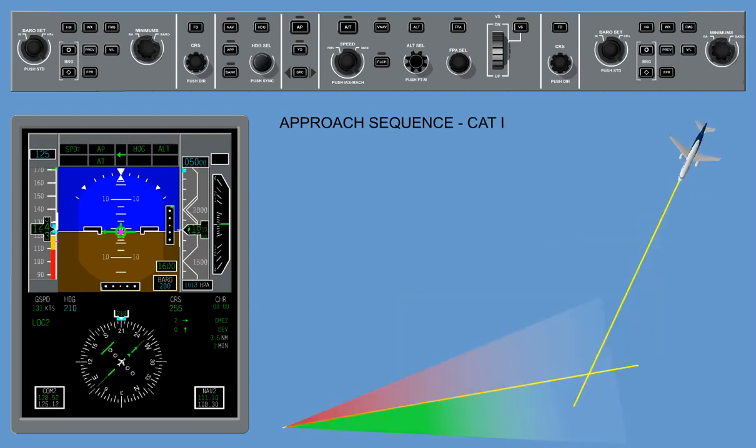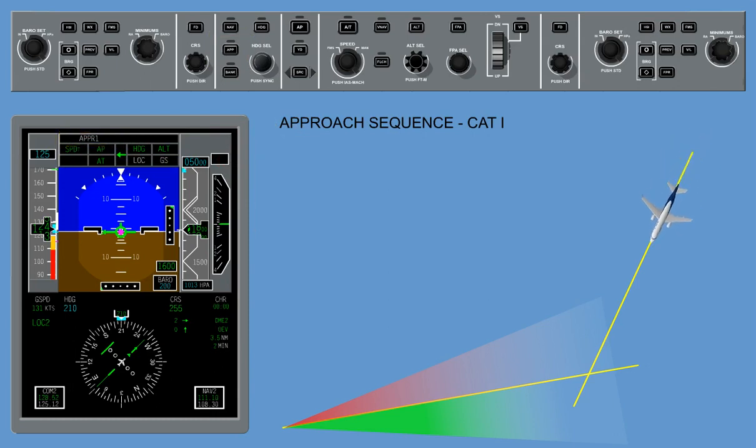Approach sequence Cat 1. With the aircraft set up for a Cat 1 approach, the following sequence can be expected. With the autopilot and auto-throttle engaged, the autopilot will maintain the selected heading and altitude. Pushing the approach button will arm the localizer glide slope mode and arm the autopilot approach 1 status annunciator.